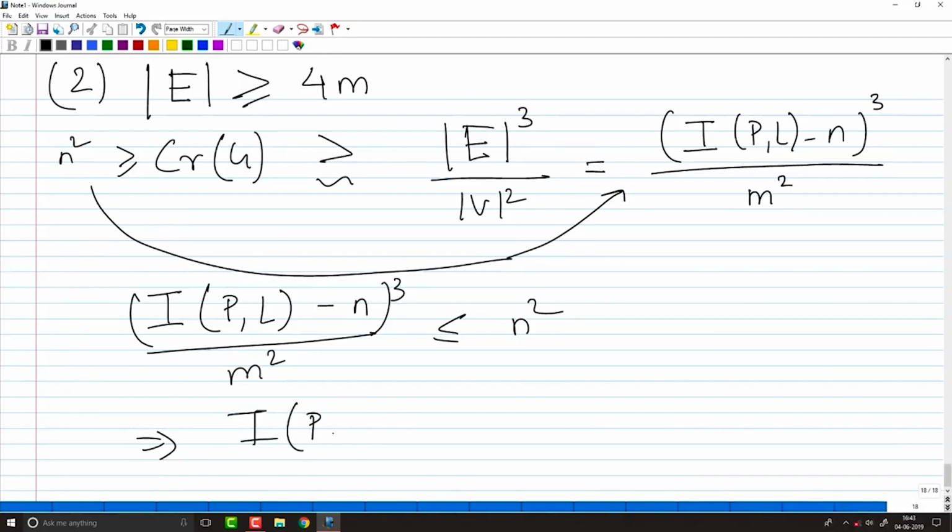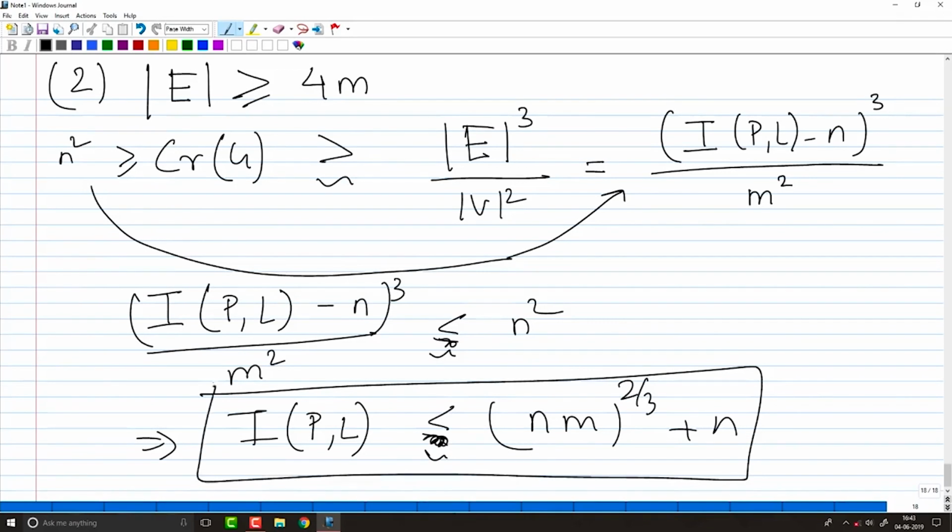I(P, L) is less than or equal to (nm) to the power 2/3 plus n, up to constant factors. Either it is less than or equal to this, or I(P, L) is less than or equal to m plus n. Add these two and you will get an upper bound also, right.